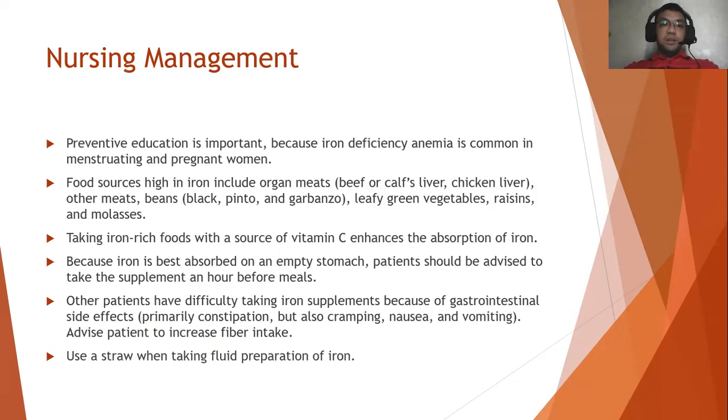Nursing management. So patient education is important here because IDA is common in menstruating and pregnant women. We also are going to teach our patients to eat foods that are high in iron, such as organ meats, beef or calf liver, chicken liver, and other meats. Beans, such as black, pinto, and garbanzo, are high in iron, as are green leafy vegetables, raisins, and molasses. I've already mentioned the third bullet point here that vitamin C increases the absorption of iron.